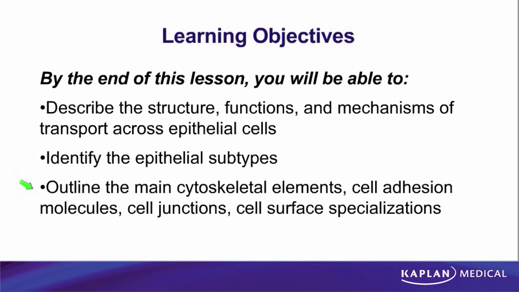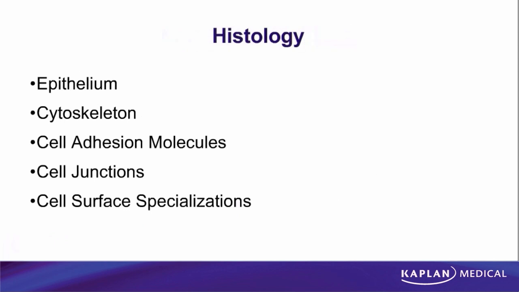Cell adhesion molecules responsible for maintaining the integrity of cell attachment, cell junctions and what their role is, and then cell surface specializations that are going to be found to help epithelial cells do their specific jobs. So we'll first look at epithelium, then cytoskeleton, then cell adhesion molecules, then cell junctions, and then cell surface specializations.